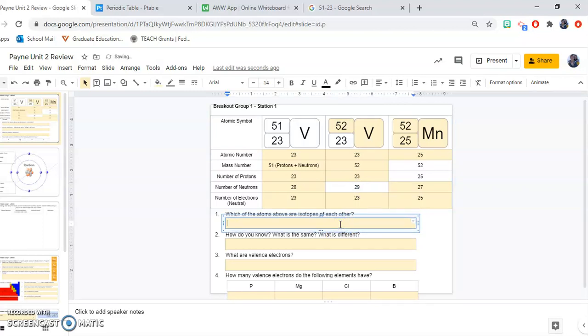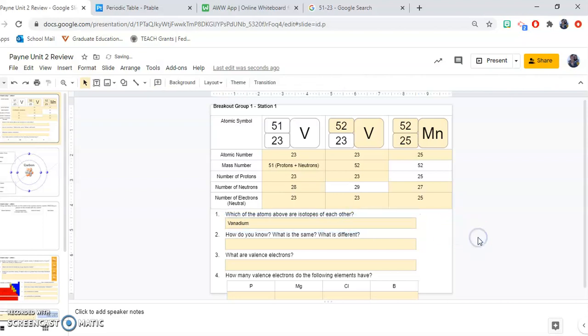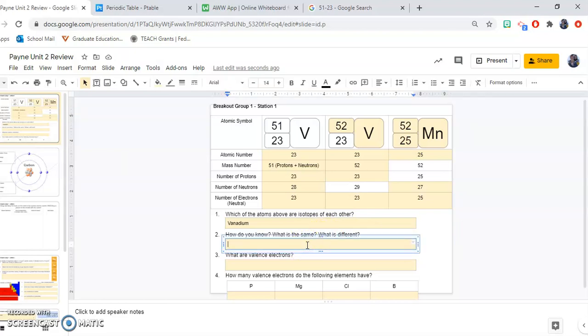Yes is correct. There are isotopes, but which ones? We have the two vanadium, so you just say vanadium, right? How do you know? What is the same? What is different? Well, I'm not even going to write that out. We just talked about it, right? Our protons stay the same, so it's the same element, but the number of neutrons we have are different.